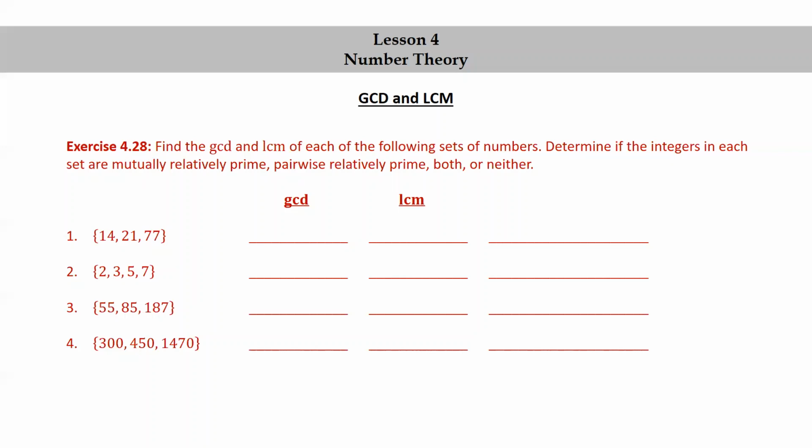Okay, 14, 21, 77. The GCD is 7, the LCM is 462, and neither. 2, 3, 5, 7. The GCD is 1, the LCM is 210, and both. 55, 85, and 187. The GCD is 1, the LCM is 935, and we have mutually relatively prime. 300, 450, 1470. The GCD is 30, the LCM is 44,100, and neither.